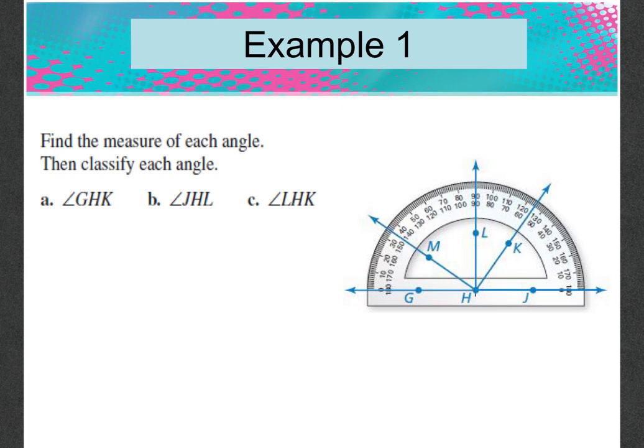Example 1 says, find the measure of each angle, then classify the angle. So GHK, it goes in that order, GHK would be that full angle there. So I'm going from 0 all the way up to here. And we know this is obtuse because it's bigger than 90, so it's in between 120 and 130. We're going to say that's 125 degrees, and that would be obtuse.